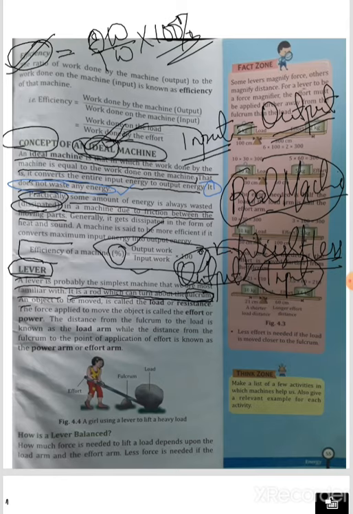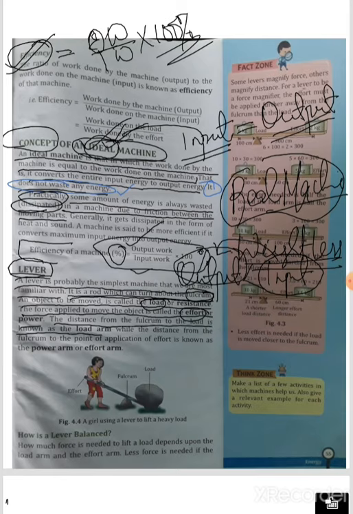So an object to be moved is called the load or the resistance, and the force applied to move the object is called the effort or the power. So you know what is load? Load means the obstruction or the resistance that has to be overcome by the machine, whereas effort is the force that you are applying on the machine. All right, so the distance from the fulcrum to the load is known as load arm.